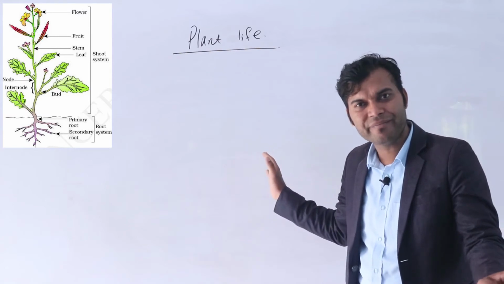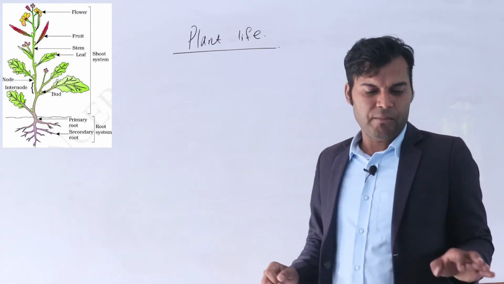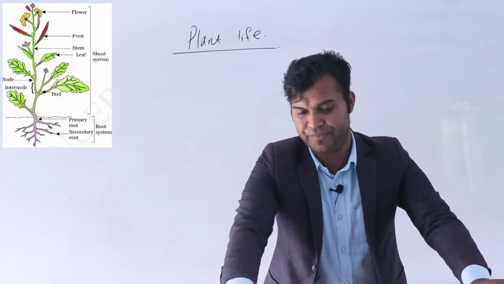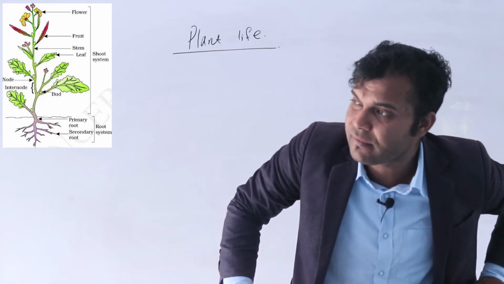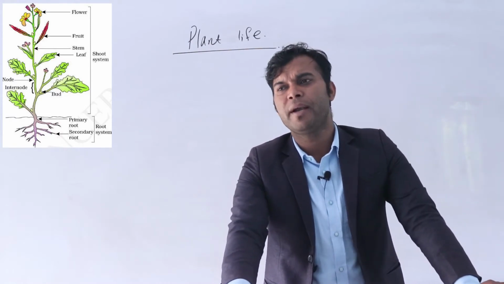You are clear? These are the different parts of a flowering plant. Okay. Most flowering plants have roots, stem, leaf, flowers and fruit. They carry out different functions to maintain their lives. They have different functions.